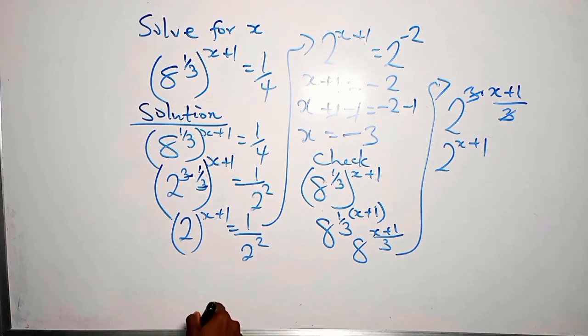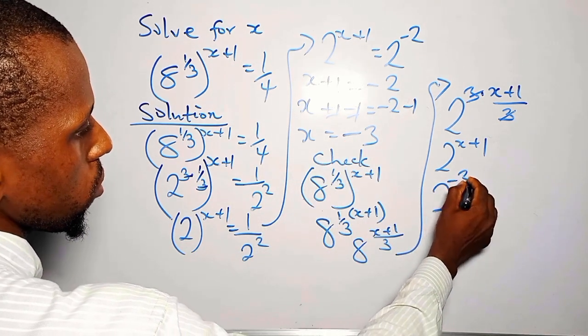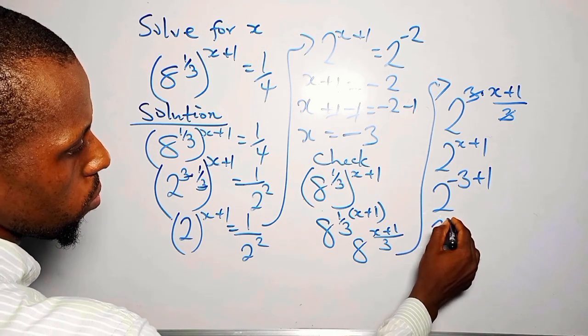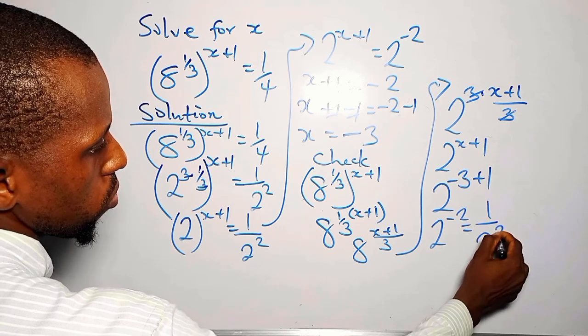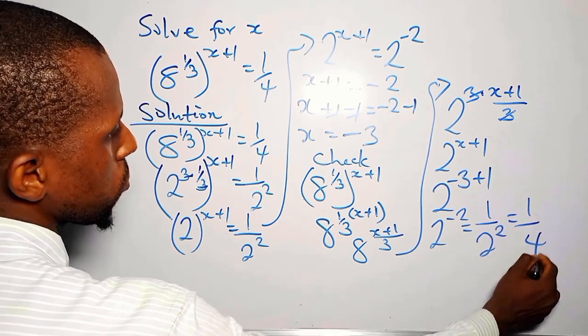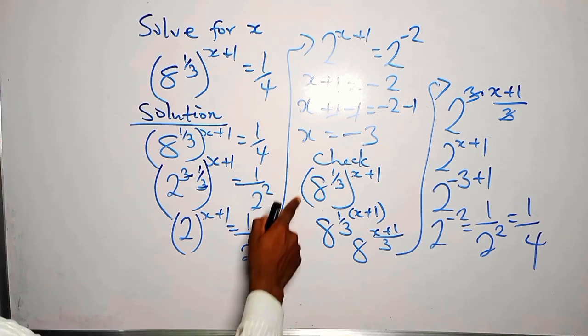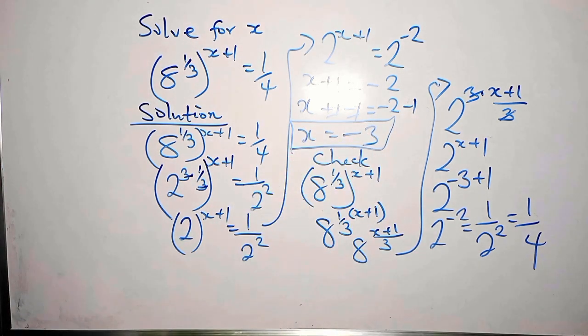And for the value of x to be minus 3, we have 2 raised to power minus 3 plus 1. Okay. So here we have 2 raised to power minus 2, which is saying 1 divided by 2 raised to power 2. That gives 1 over 4, which is this. So that means the value of x is minus 3.